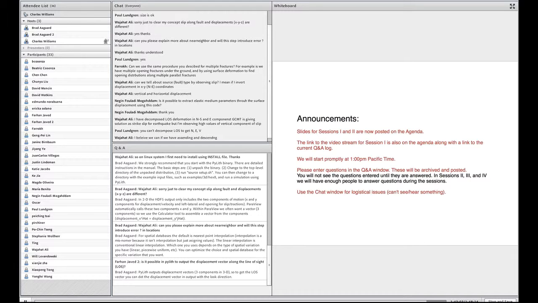Okay. No, you still can't because you only have two vectors and you're looking at three components of displacement.